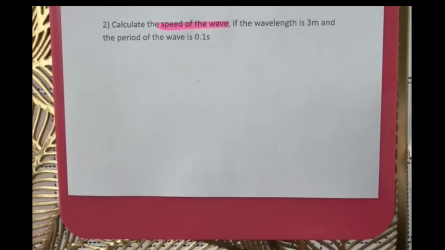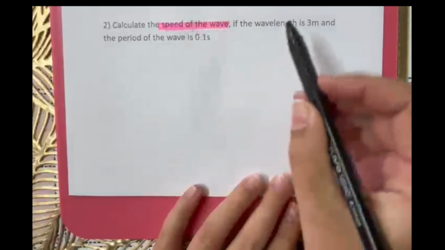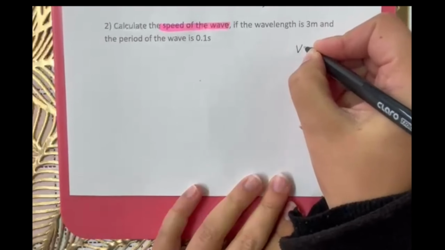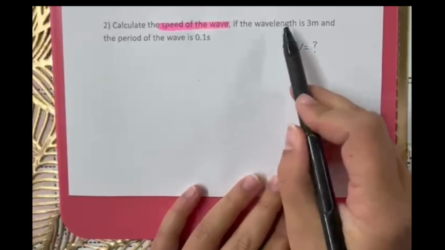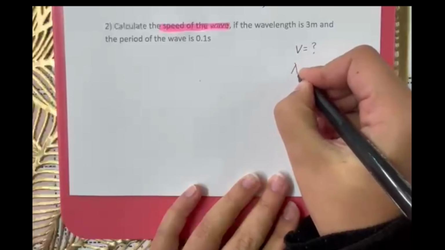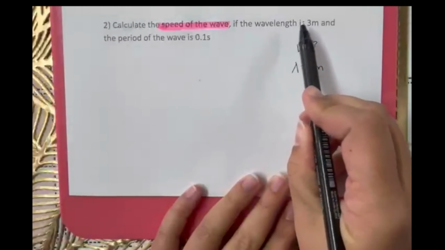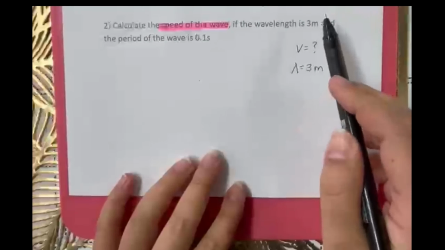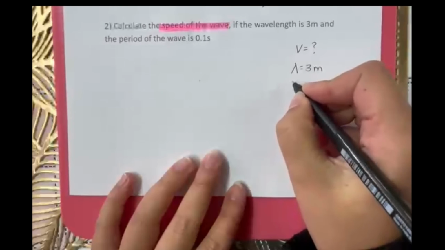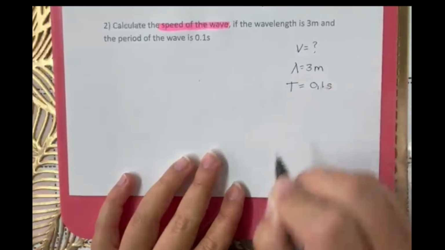So once again, what's the first step that you need to do? You write down what you have and what you need. So what do we need to calculate? We need to calculate V. V is what we want. What other information do we have? We have the wavelength, which is 3 meters. We do not have to convert because wavelength is already in meters. If it was millimeters, then we would have to convert. Then what else did they give us? They gave us the period, which is 0.1 second.